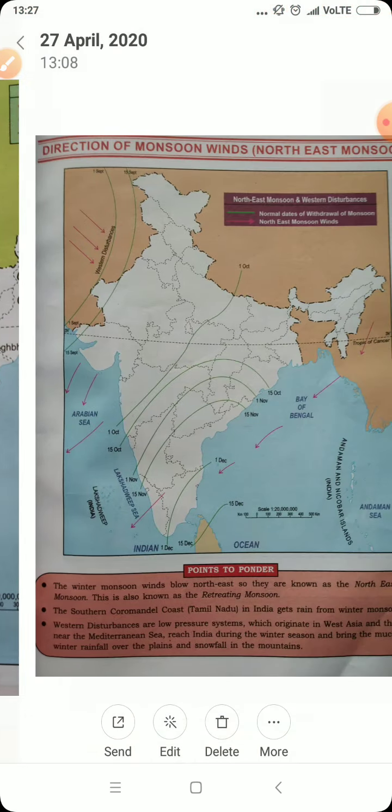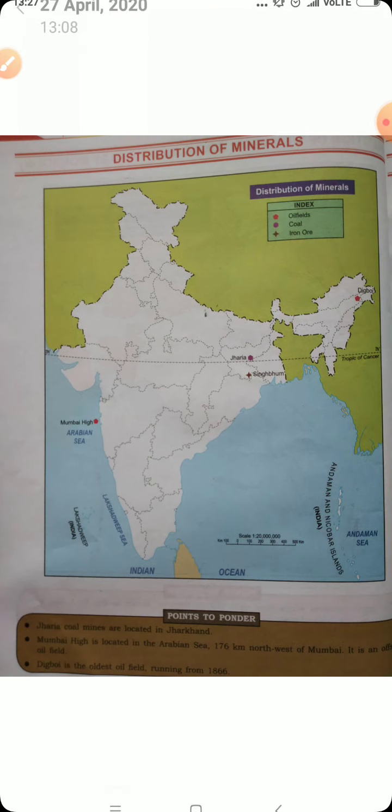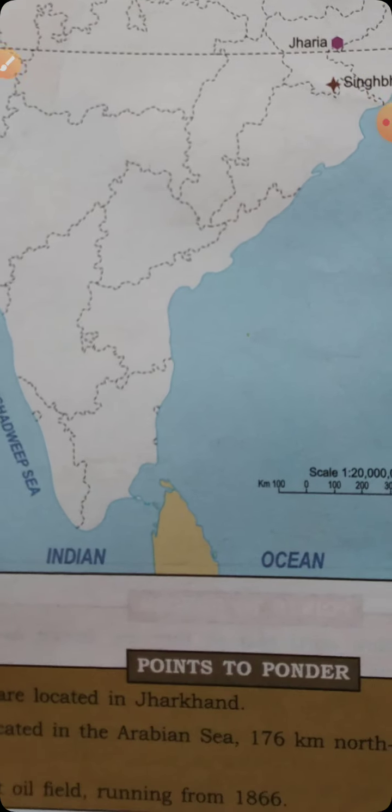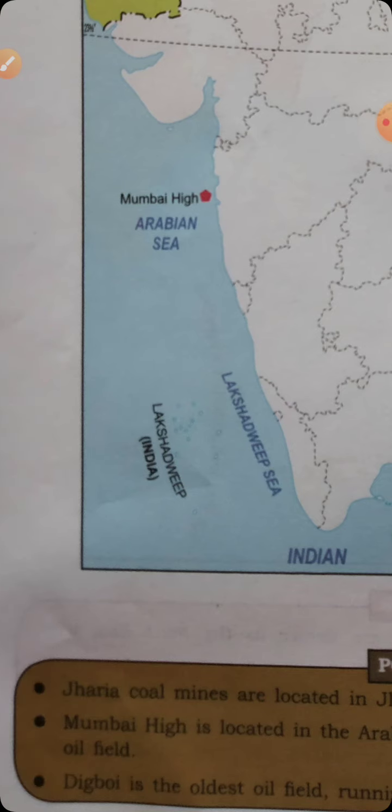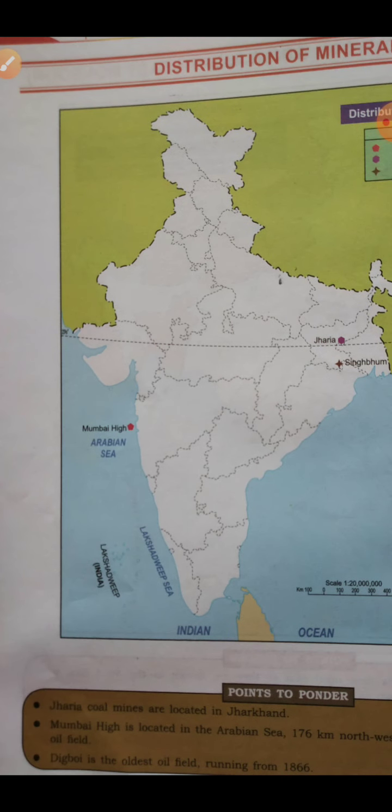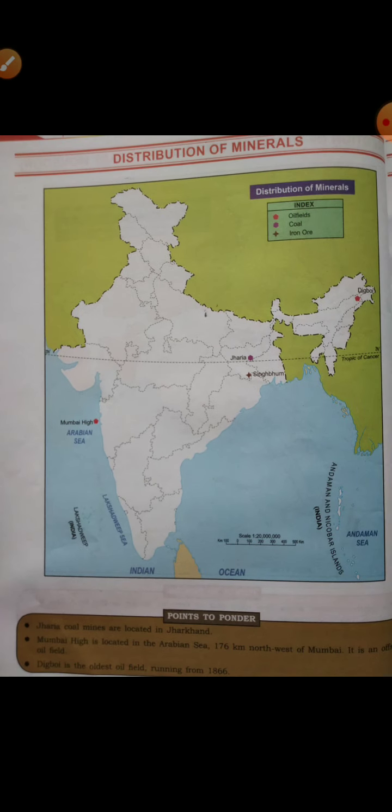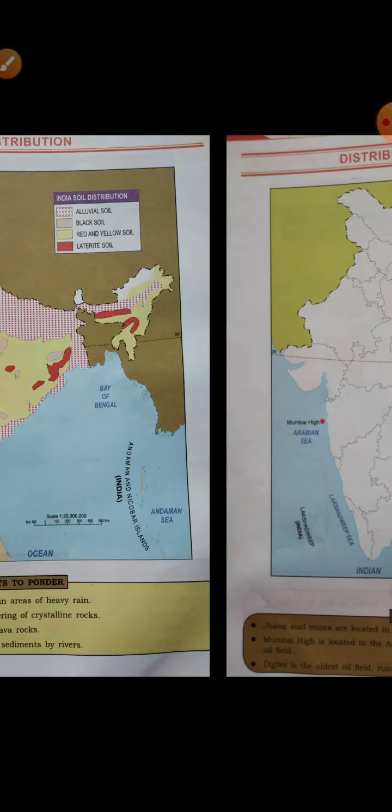Now, what are the points to remember that we have to focus on? You can see points to remember. Jharia mines are located in Jharkhand. Mumbai High is located in the Arabian Sea, 176 km northwest of Mumbai. It is the offshore oil field. Digboy is the oldest oil field, running from 1866. Like this map, dear students, you make.